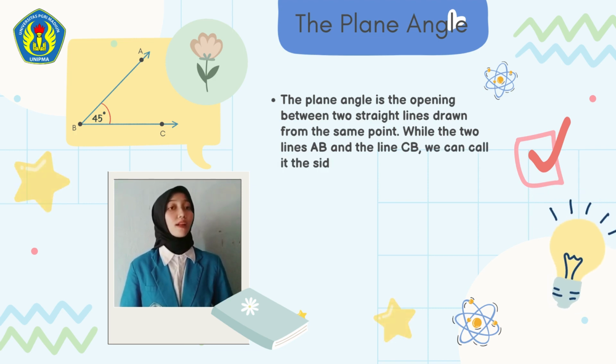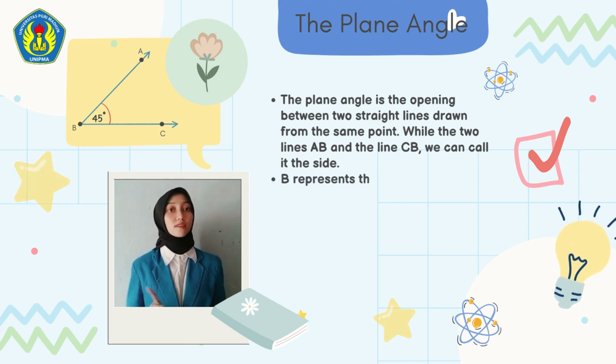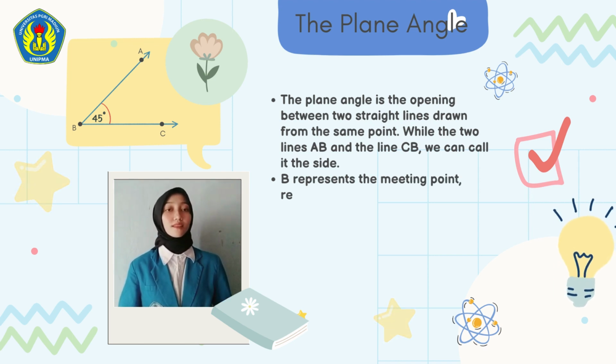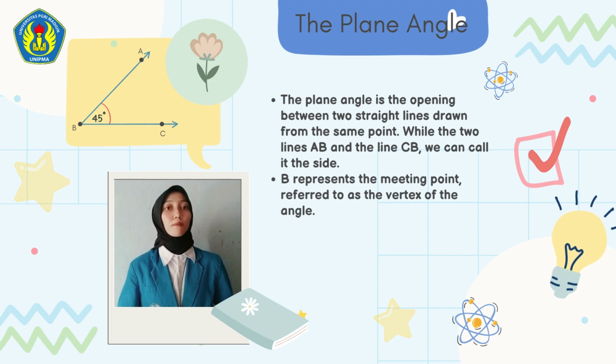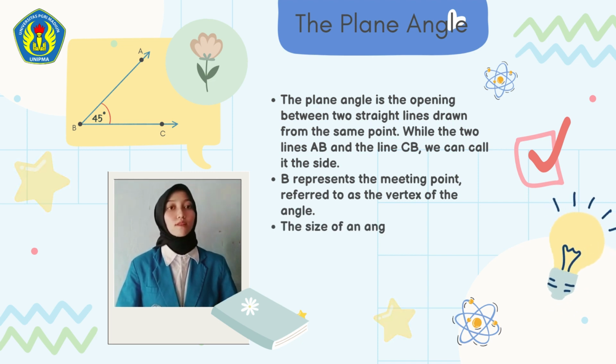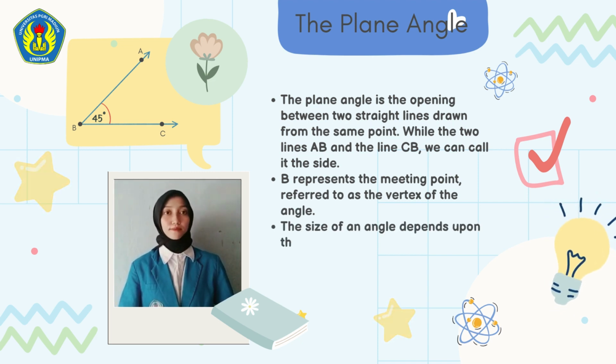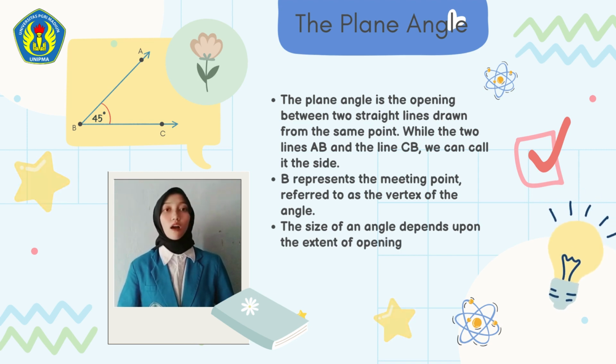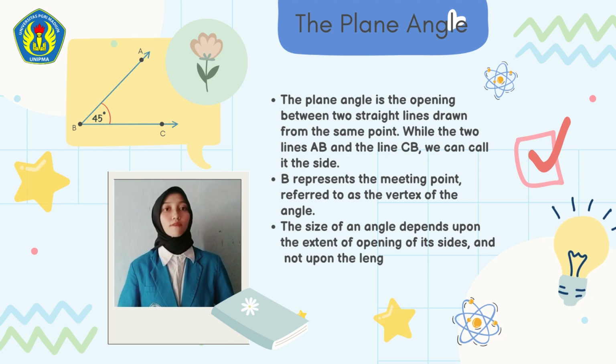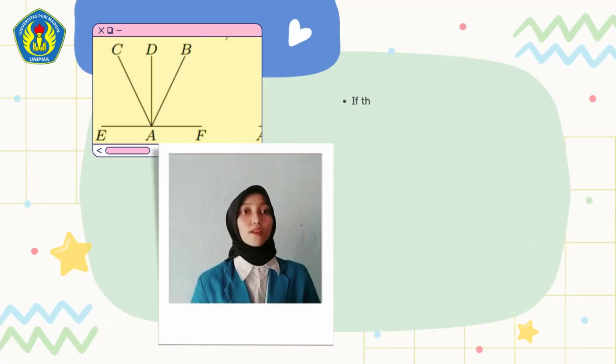The two lines AB and CB, we can call the sides. And B represents the meeting point, referred to as the vertex of the angle. The size of an angle depends upon the extent of opening of its sides and not upon the length of its sides. Next, you can pay attention to the figure.